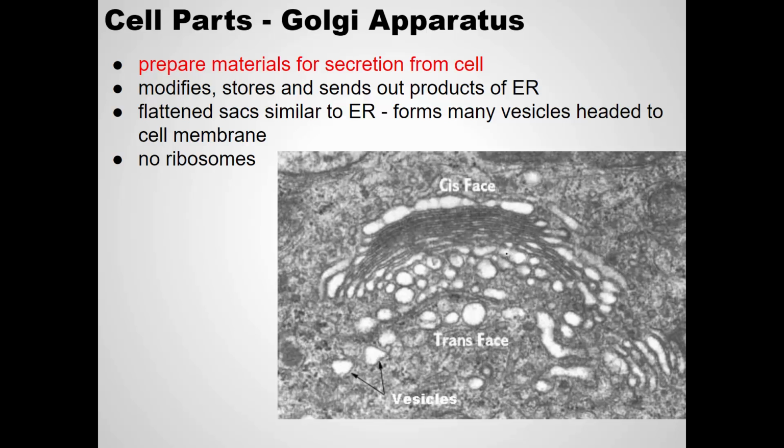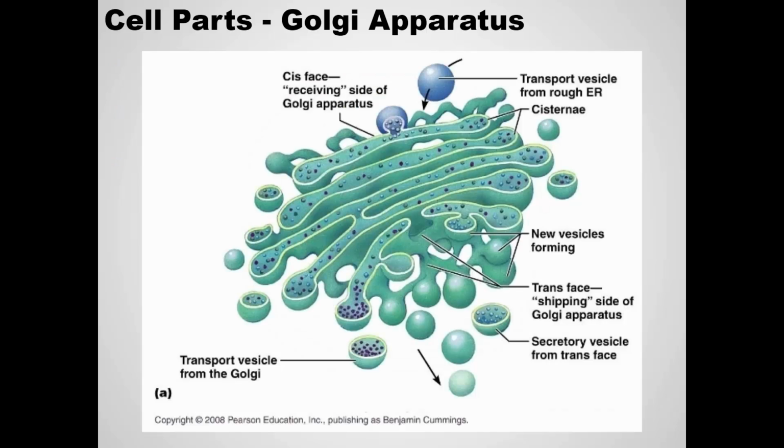And so as materials come through, they get packaged up in these little bubbles called vesicles. And these vesicles now are headed out of the cell. You can't see the outer edge of the cell, but it'll be like down here somewhere. So here again, you see material from the rough ER coming in to the Golgi apparatus, moving through the Golgi apparatus until on the trans face it gets packaged into these vesicles where it can move out of the cell.